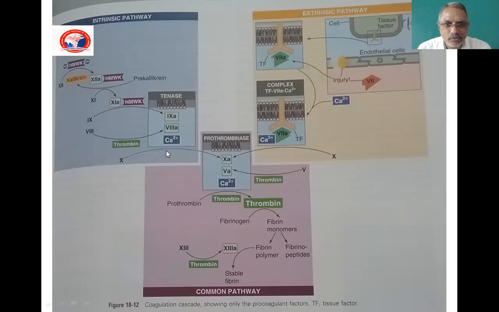The extrinsic pathway means that the initiation of blood coagulation is occurring outside the blood vessel, in the surroundings. And for that, the injury causes activation of factor 7. It gets attached to tissue factor. Calcium is involved, and it converts factor 10 to 10A.